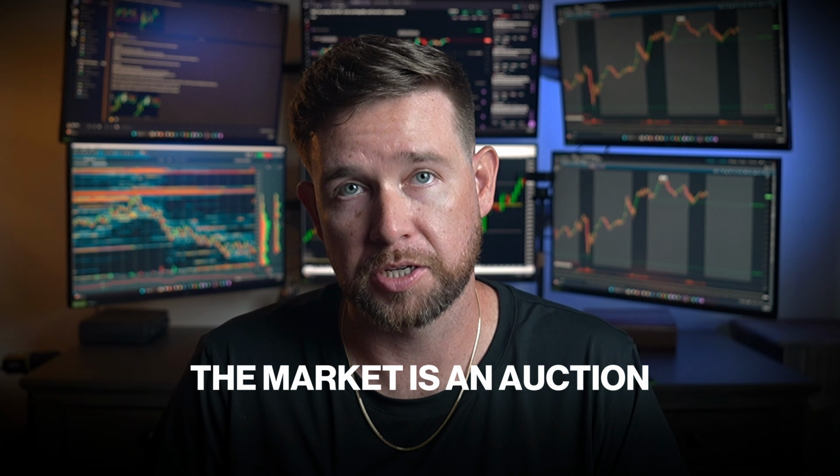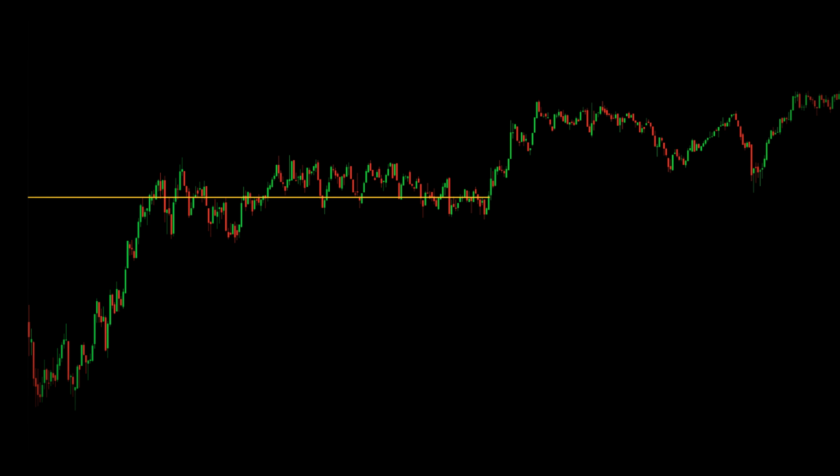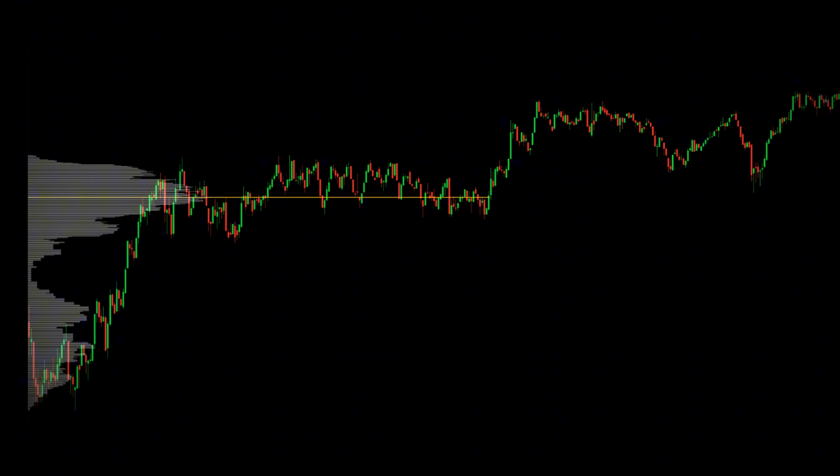Here's the most important thing that I can tell you about how the market actually works. The market is an auction. That's it. That's the whole thing. Every single day, every single session, price is moving through an auction process. The market is constantly searching for a price where buyers and sellers agree to do business. When price is at a level where both sides are willing to transact, the market accepts that price and spends time there because the market is in balance there. Activity happens and volume builds there.